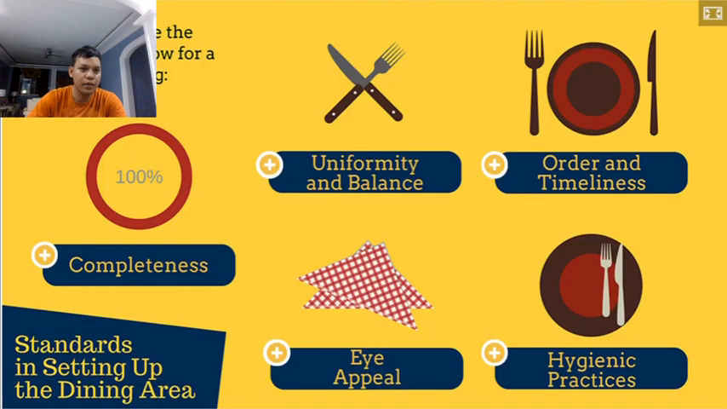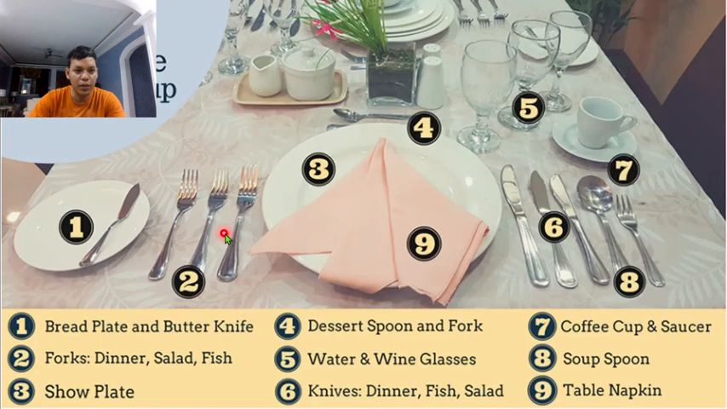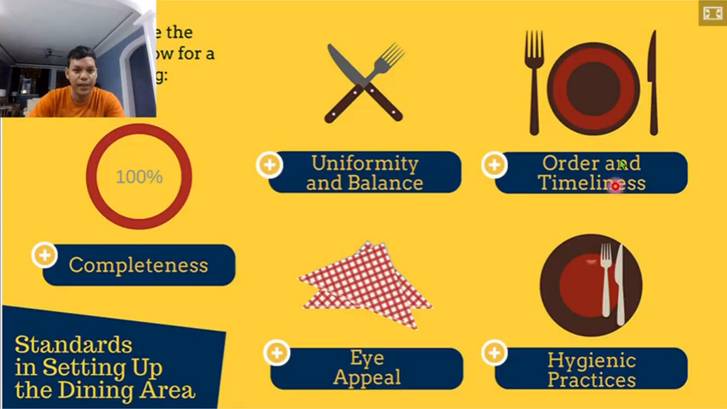So now let's proceed. There are following standards to follow for a good table setting. Number one, it has completeness. Okay, that is why it is important that we double check if all the tableware is complete, and also uniformity and balance. That is why we need to consider also the distance between the table setups. Next, order and timeliness. There will always be timeliness, especially in serving the order. And it must have an eye appeal.